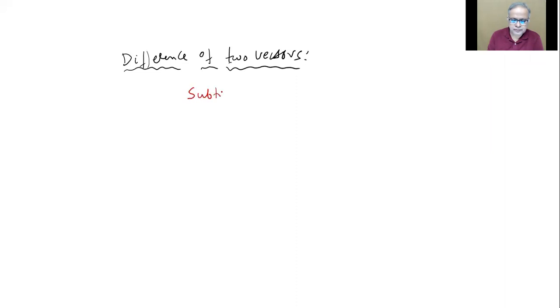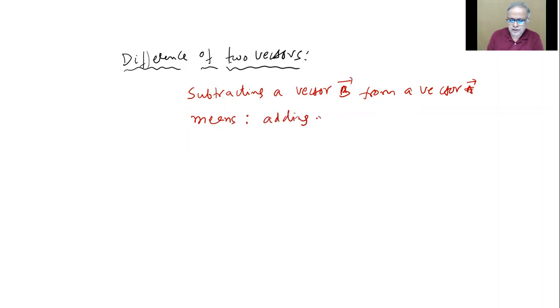Subtracting a vector b from a vector a means adding a reversed vector b to a. Reversed b to a. That is, keep writing please.